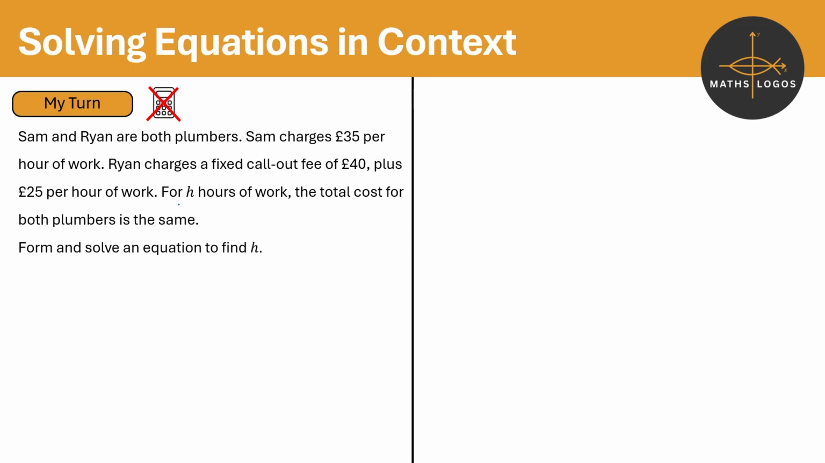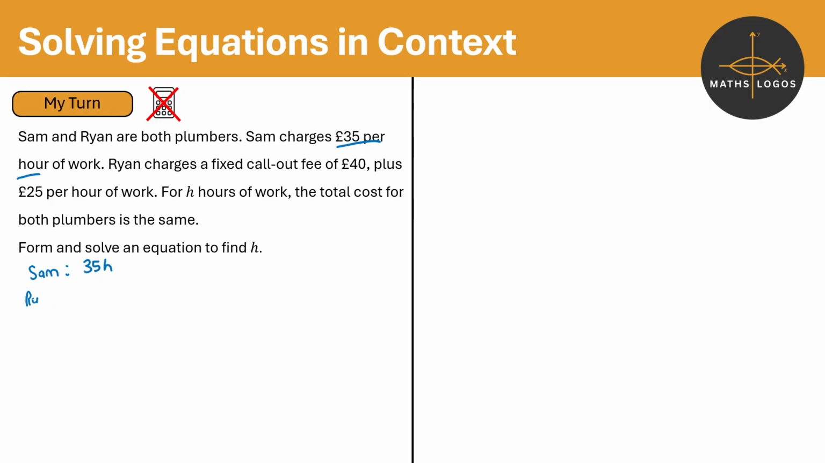So they've already assigned the variable for us. That's the number of hours of work after which they're the same cost. Let's then look at how much Ryan and Sam would cost respectively. So let's look at Sam first. It says Sam charges £35 per hour. So he's going to be 35 multiplied by h. That's the number of hours.